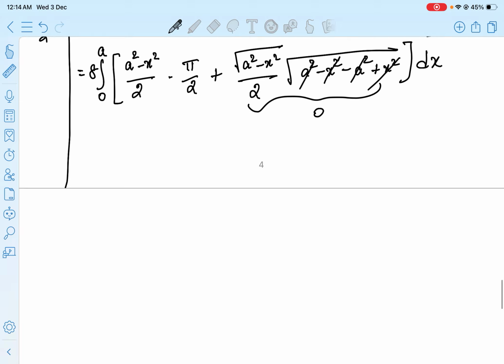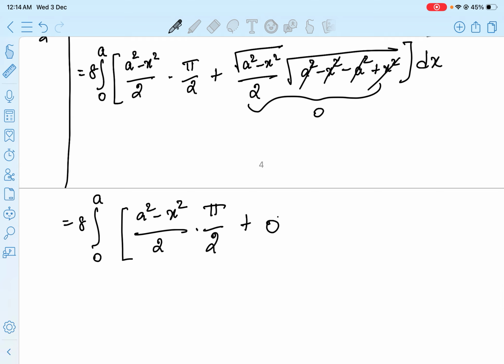So we have 8 integral 0 to a, a square minus x square by 2 into pi by 2 plus 0 into dx. Okay, so we have 2 commonly here. So 2 into 2, I am going to take this outside. So 8 by 4. If it is plus, we will take 1 2. If it is in the multiplication, so we have 2 2's.